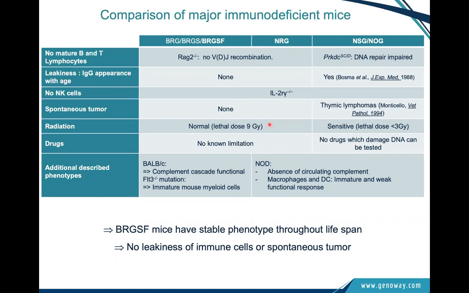The BRG models are indeed more resistant to radiation, and you can test any kind of drugs that you wish, which is not the case here with the NSG. And finally, as said in the introduction, the complement cascade is functional, and you have a defective mouse myeloid compartment, which renders the model more permissive to engraftment with human cells.